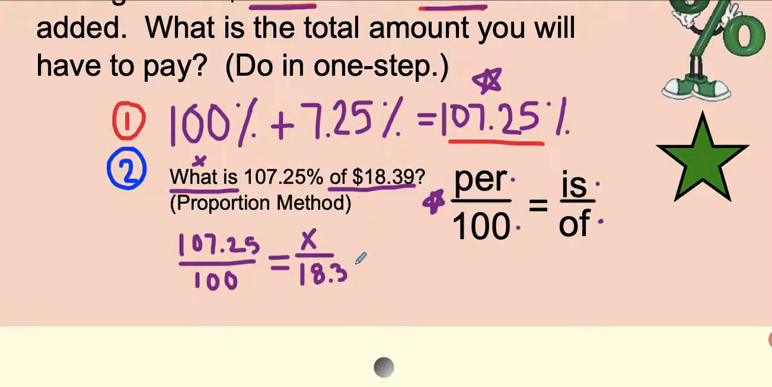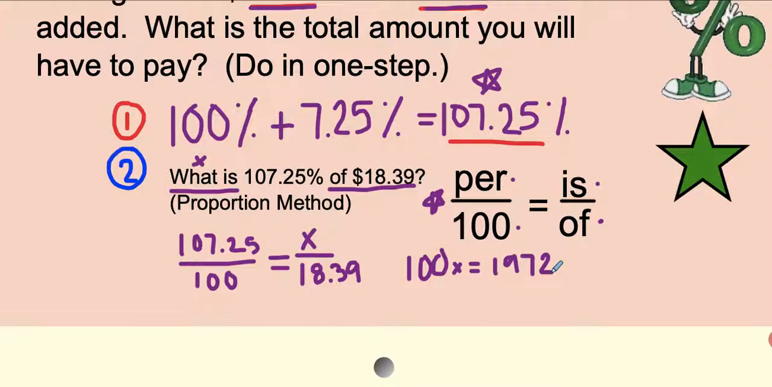Now I'm going to give you a moment. Pause the video and go ahead and solve that proportion using cross products. In other words, 100 times x, or 100x, equals 107.25 times 18.39. So if I multiply that 107.25 times 18.39, I'm going to get about 1,972.3.